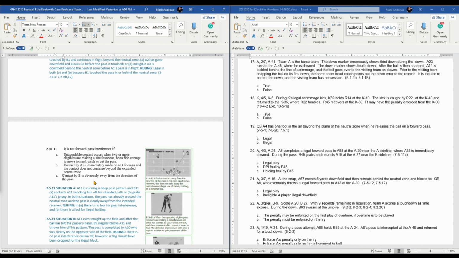But where's the enforcement spot? This is a loose ball play. So the enforcement spot would be at the A24, and 10 yards for holding, that would put it at the A34. The pass was completed at the A39. A's just going to decline the penalty, right? But we still have a holding foul, so per the test, the answer is C, holding foul by B45.